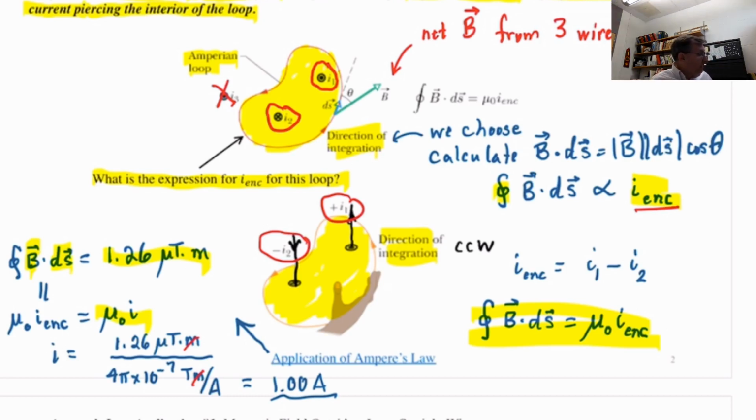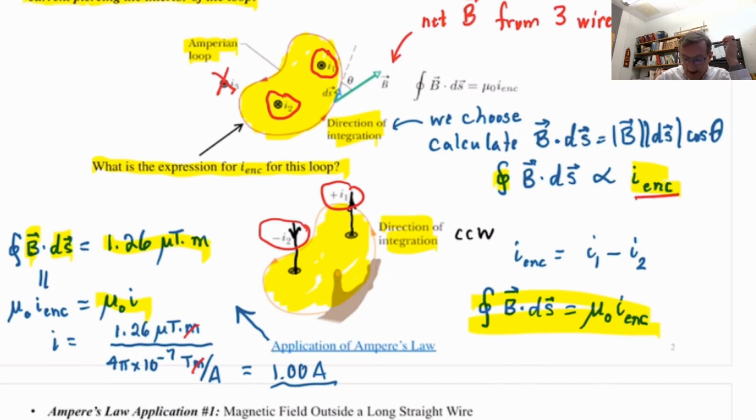Okay, so if you have a closed mathematical loop and you want to apply Ampere's law to it, Ampere's law tells you that when you integrate B dot ds around the loop once, the magnetic circulation, the number that you get will be equal to just a constant, which happens to be mu zero, times the total current that is encircled or enclosed by the loop.